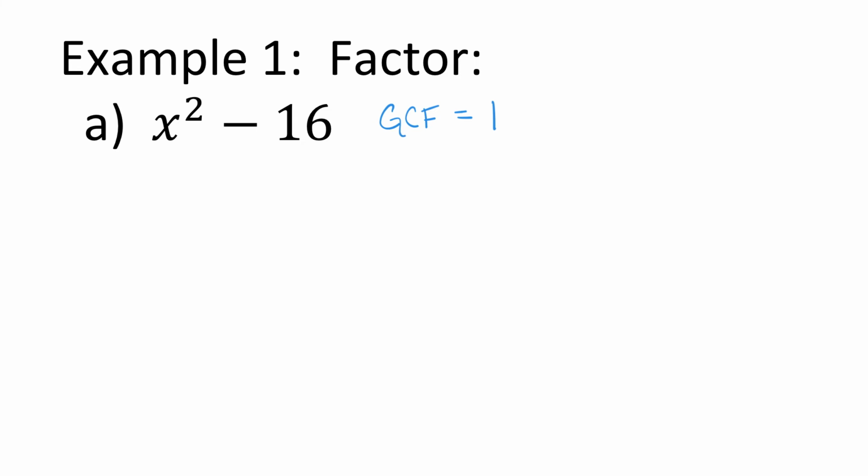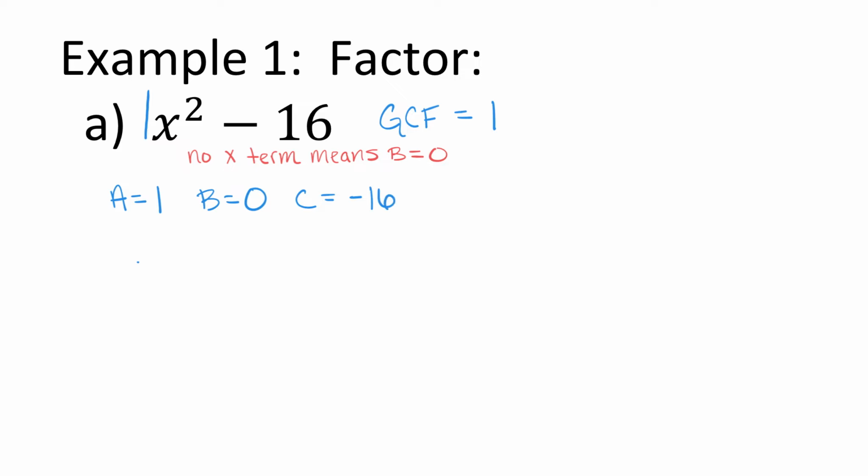Then we go straight into identifying our A, our B, and our C. A is the number in front of our x squared term. Remember, if there's not a number written there, that number is really a 1. So A is 1. B is the number in front of our x term. There is no x term, and so B is 0. C is the number without an x, and that is a negative 16.